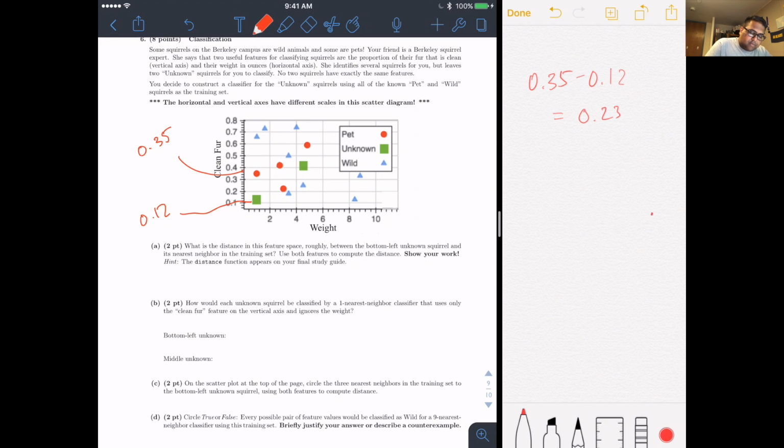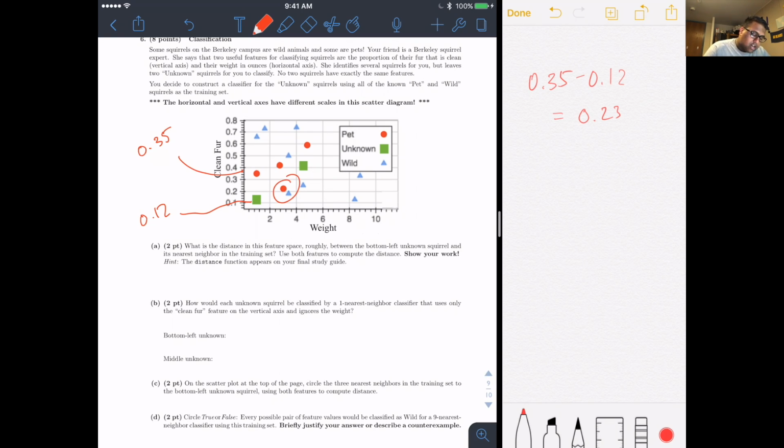And this is the same as if we plug it into the formula: the square root of (1 minus 1) squared plus (0.35 minus 0.12) squared. It just gives you 0.35 minus 0.12. So it's the same thing, right? And we see pretty quickly that this will be the closest neighbor to the unknown squirrel in the bottom left. So for example, the next closest dot to it would be this guy over here.